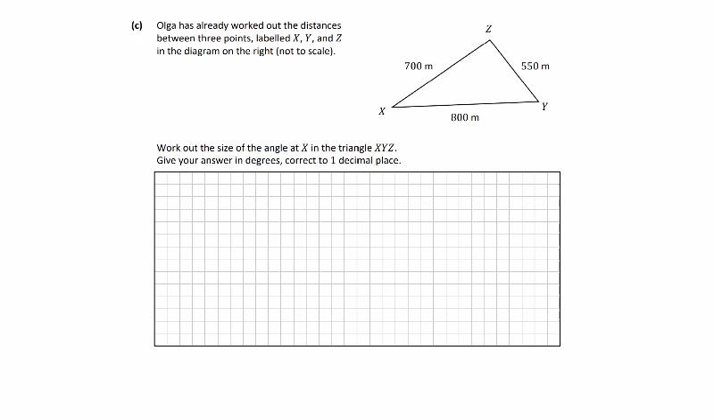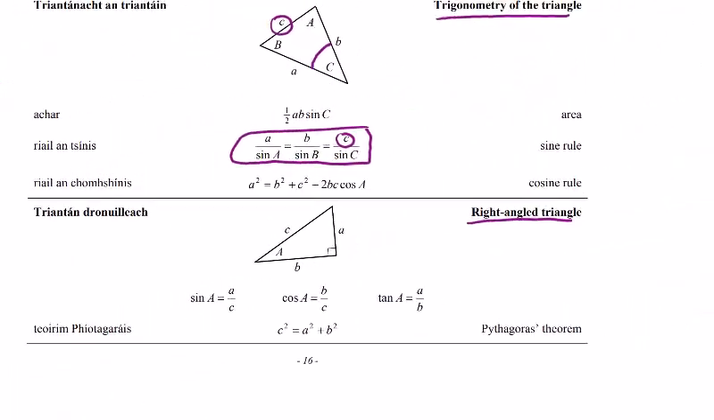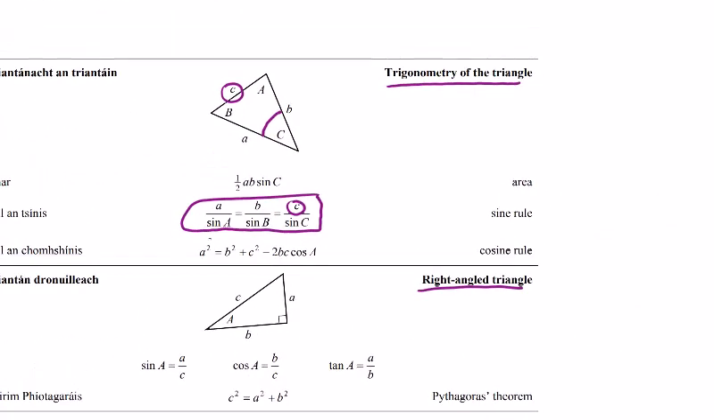And in part C, Olga has already worked out the distances between 3 points. Here we have them here, 700, 800 and 550. Work out the size of the angle x. Add x. Here we go, add x. This angle here. Well, let's call it x. So this is, like I said before, it's the two sides and the angle in between. So this is the cosine rule. And the cosine rule from above, if we look at the triangle, a squared on its own, and the angle A opposite.